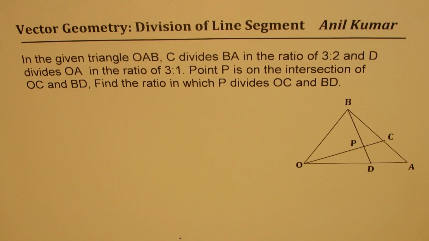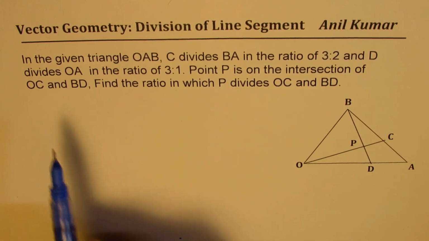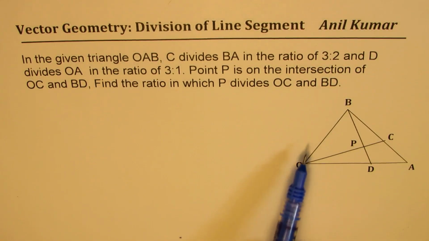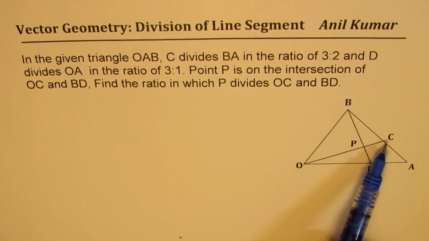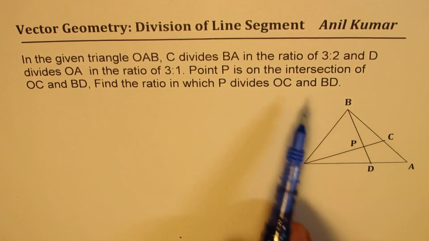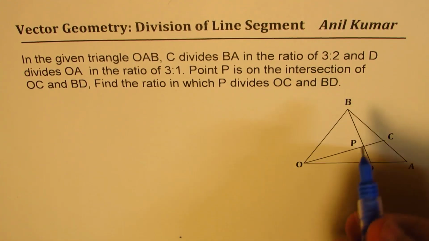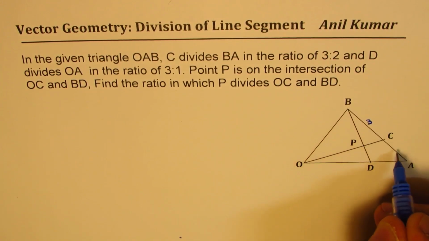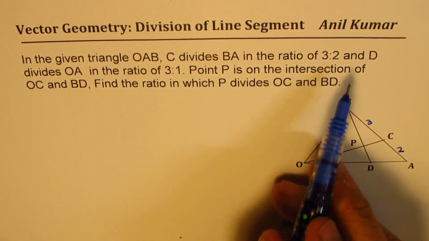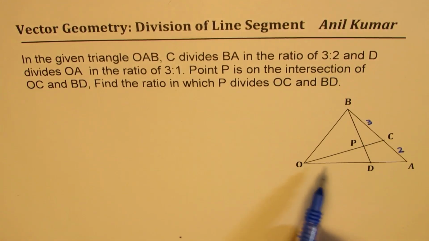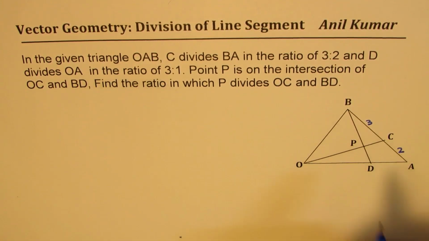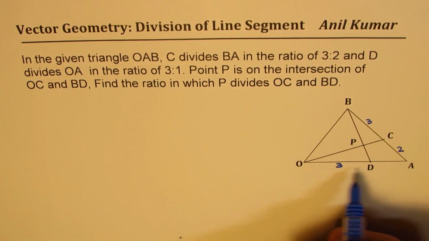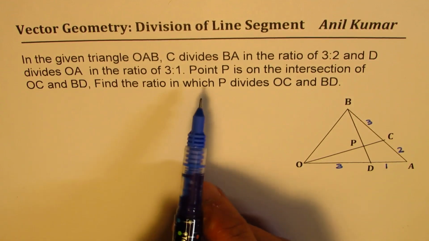I hope that helps. The question here is, in the given triangle OAB, C divides BA in the ratio of 3:2. So that means this is 3, this is 2. And D divides OA in the ratio of 3:1. So this is 3 and this is 1. So that is the ratio.